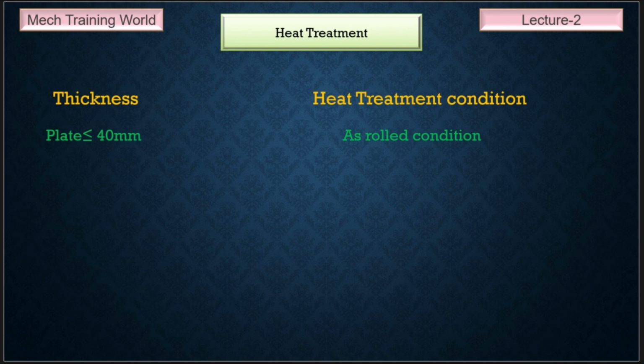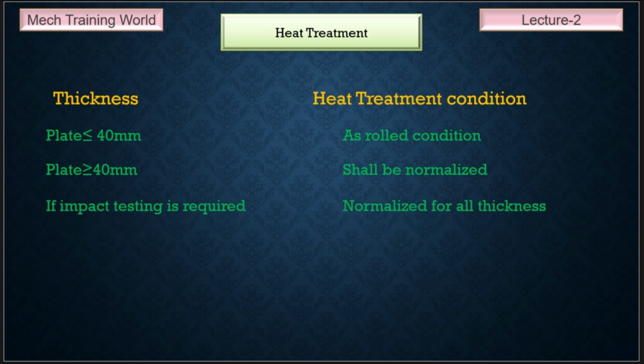If normalization is done, it can improve the quality, but it comes at a cost, guys. If you want normalization for this plate, it will increase your cost. Generally, normalization is not required if your plate is less than 40 mm. If your plate is more than 40 mm thickness, it must be normalized. Even if it is not specified by the customer, the vendor supplying this plate must deliver it in a normalized condition because it is a code requirement.